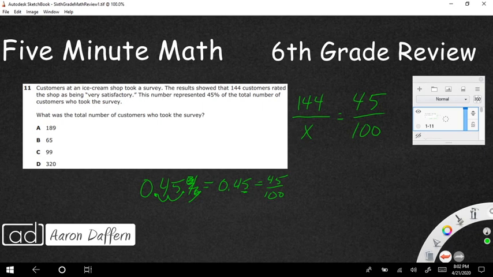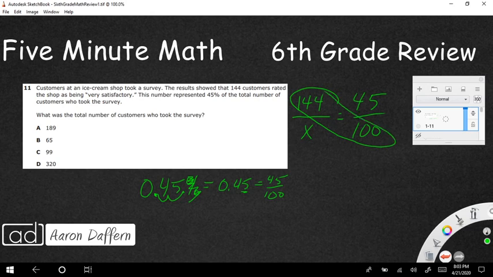So we've got two different options here. We could try to find some kind of equality between 45 and 144. If we know anything to multiply by 45 to get to 144, or any way to divide 144 to get down to 45, we could use that for an equivalent fraction. But I'm not really sure how 45 would go into 144, and it's not going to go evenly. So when in doubt, we're going to cross multiply.